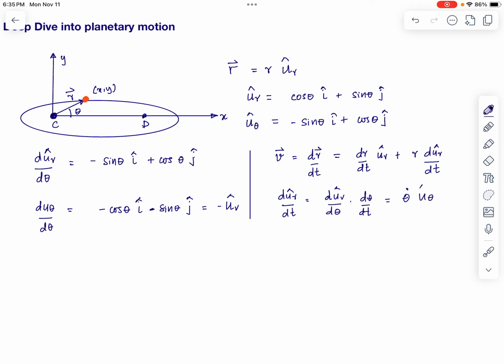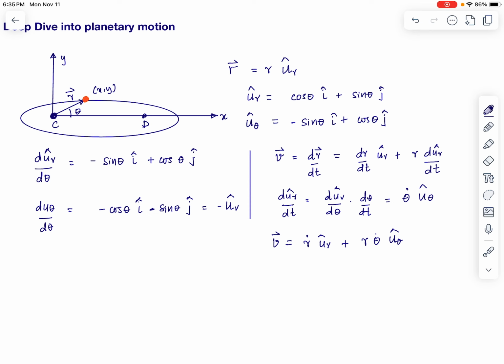Okay, so there we have it. So now the velocity expression can be written here with dr/dt as r dot, which makes the expression a lot more compact: r dot times u hat of r plus r theta dot u theta. So that is the velocity in polar coordinates.